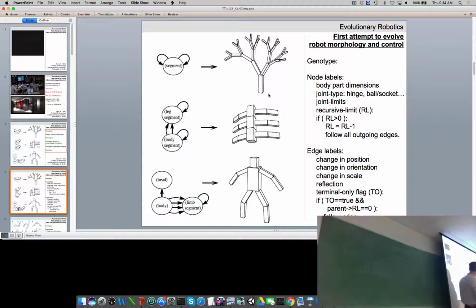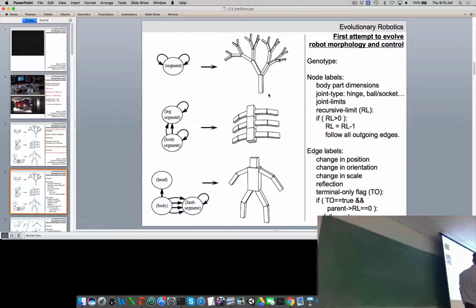Okay, so let's go back to the edges. So the edges have this final binary flag associated with them, and evolution can change that flag, set it to 0 or 1. The terminal only flag means if you're traveling along a particular edge, let's say we're traveling along this edge here, and the parent recursive limit is zero, that means follow this edge. Otherwise, don't follow this edge, stop and go back. What that allows evolution to do is to create certain objects that are only created when we've reached a recursive limit.